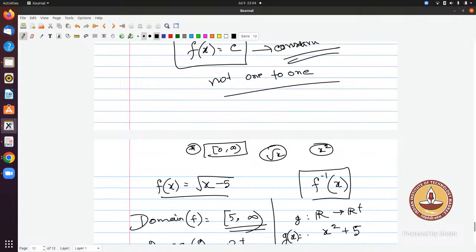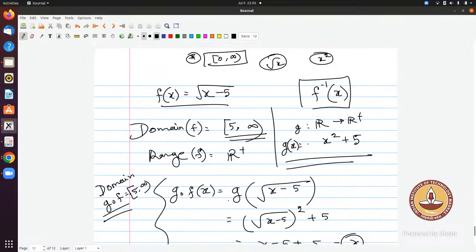Because this is root x. So for root x, the inverse is x square. So there should be a square component, and I have to cancel out the constant now. That is the idea. Clear? Is it clear, how I am guessing that this is the function?